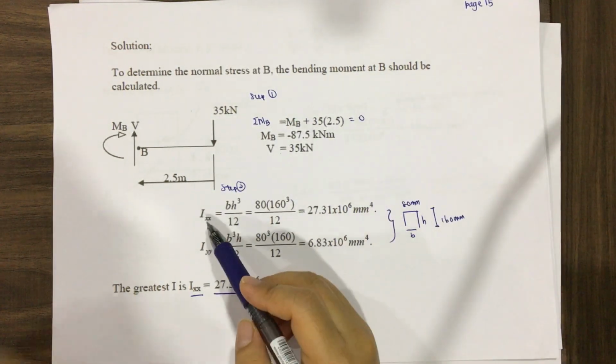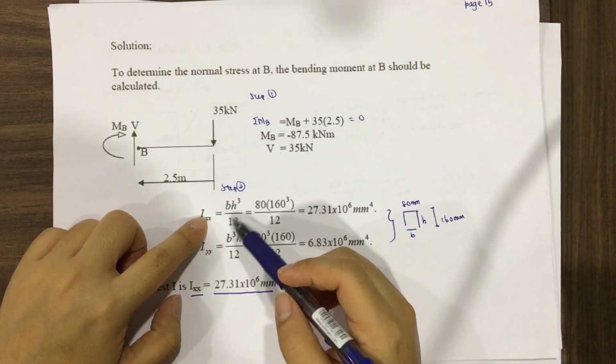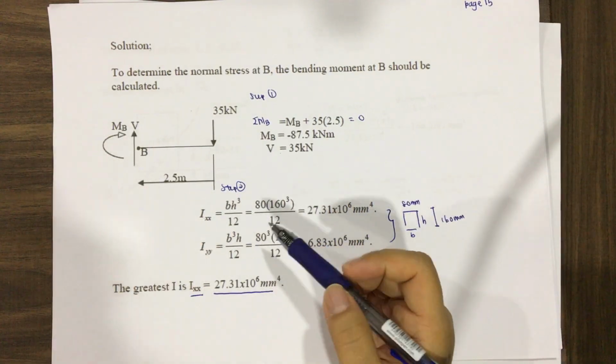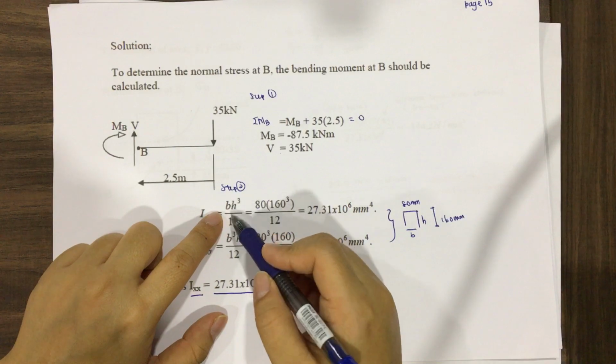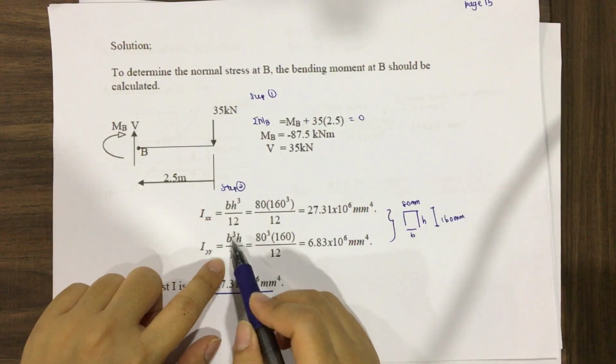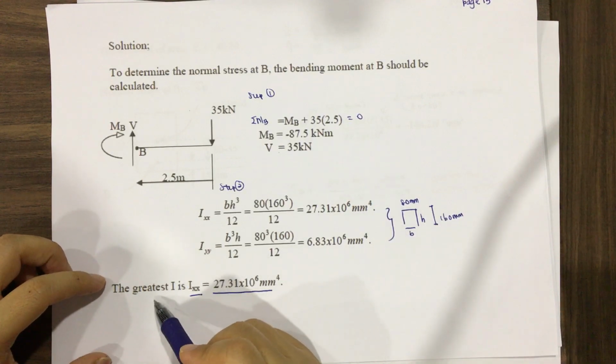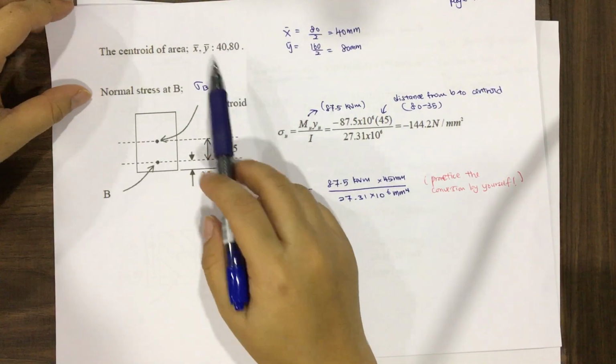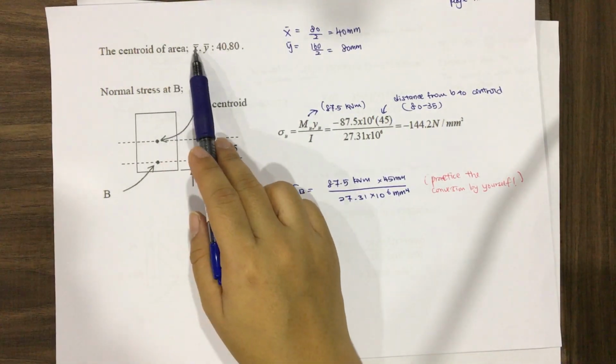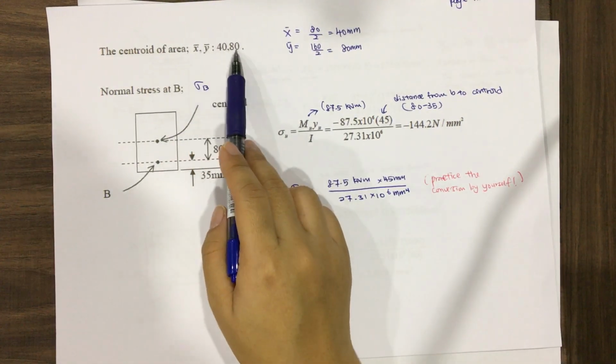After that you can calculate Ixx and Iyy. For a normal rectangular shape, it is BH to the power of 3 over 12, and you get this value. B to the power of 3 H gives you Iyy. Same thing, we choose the greatest value, Ixx. After that, we list it out. You can see that the centroid here is X at 40 and Y at 80.